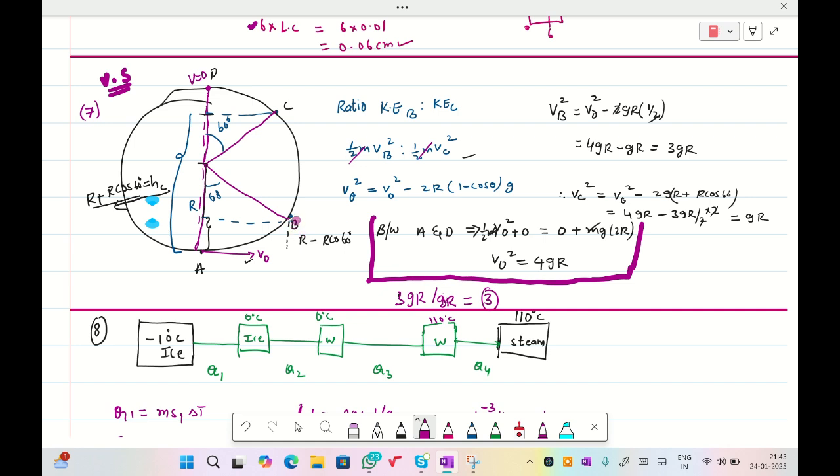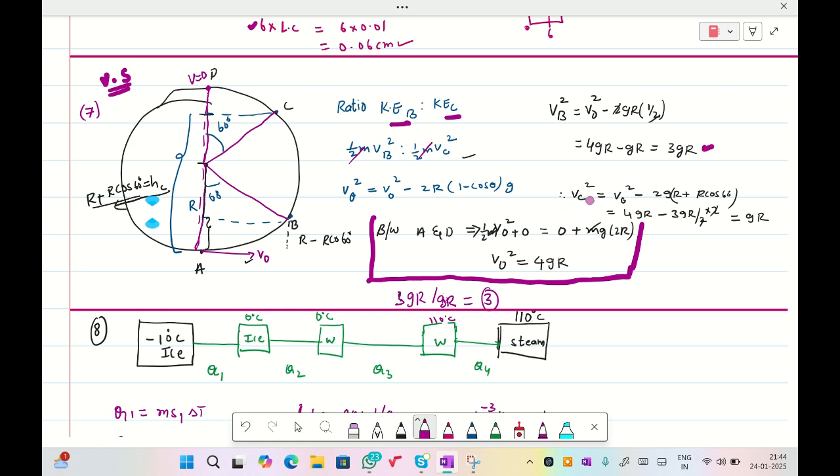Now they are asking the ratio of kinetic energy at the B point to the C point. So KB and KC ratio they are asking. For that, the same particle, we find VB square and VC square. According to the concept, the velocity at any angle or any instant in vertical circular motion is given by this formula: V theta square is equal to V naught square minus 2gr into (1 minus cos theta). We substitute here. Coming to B point, 4gr minus gr, you will get VB square as 3gr.